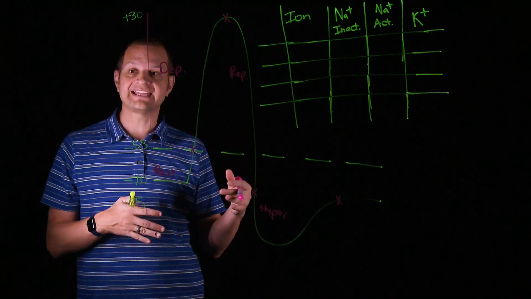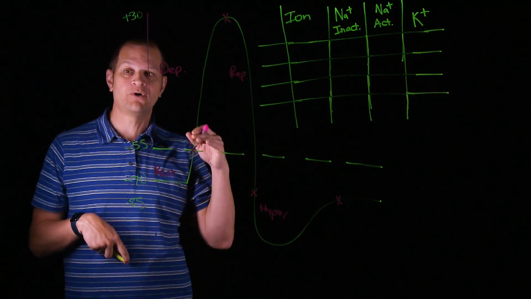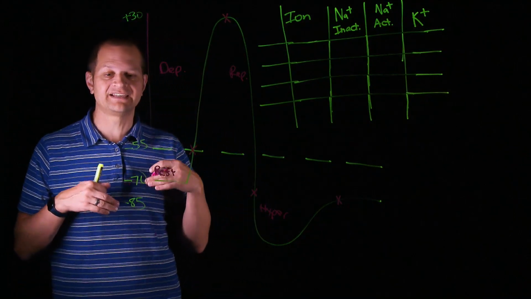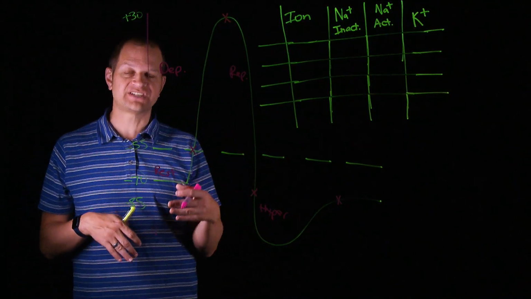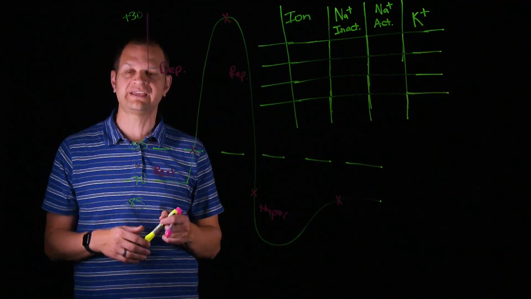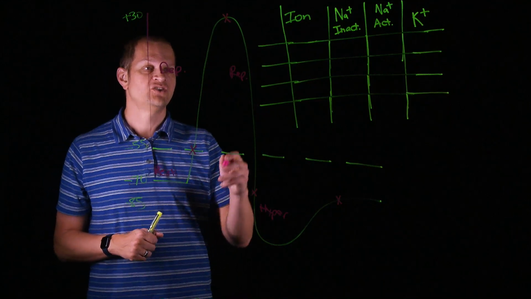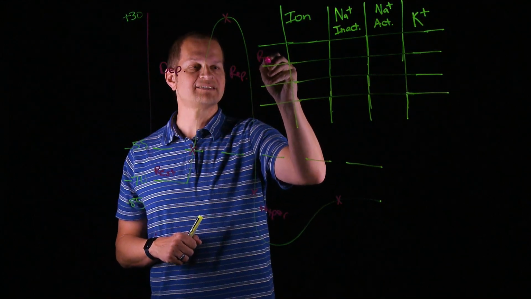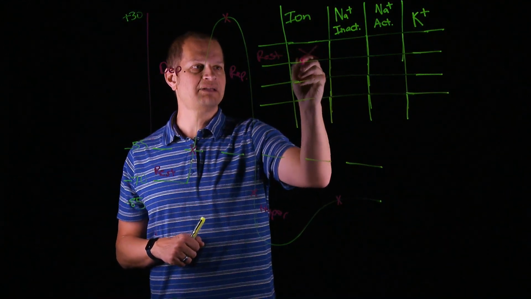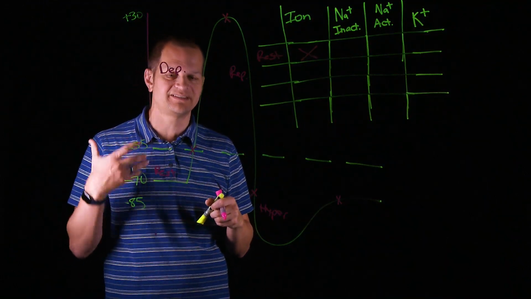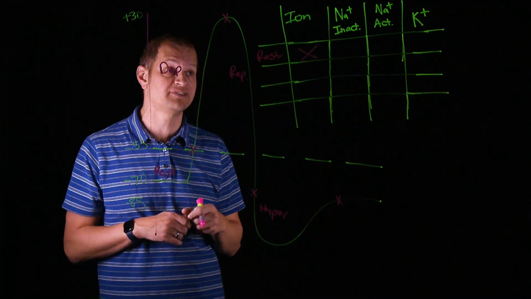Now, these gates for both sodium and potassium open and close at different times, and that will ultimately determine what ion is moving during each stage of the action potential, or another way to look at it is what ion is responsible for each phase. So we're going to start off here by saying rest. Now, there's not really an ion that's responsible for it because we go back to those leak channels and the proteins and the things that we've talked about previously.